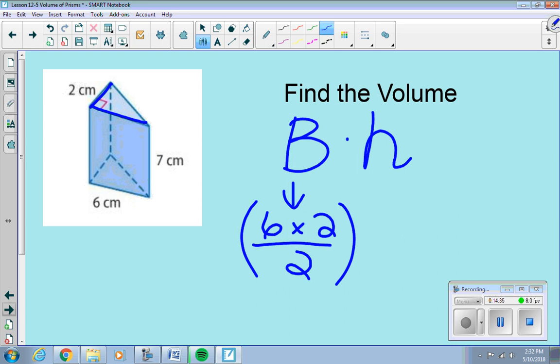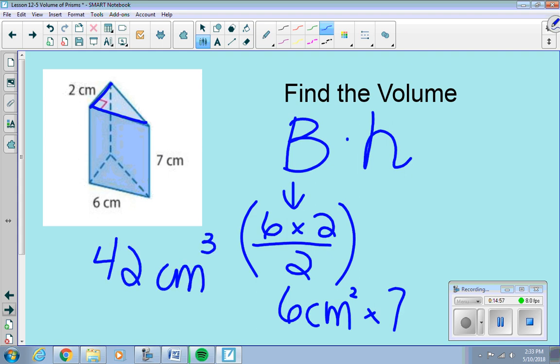I don't know what it is. 12 times 6. Oh, that's easy. Yep. So the area of my triangle is 6 centimeters squared. So now my triangle is 6 centimeters. How many layers does it say I have of it? 7, because it's 7 high. Times 7. So it should be 42 centimeters cubed.